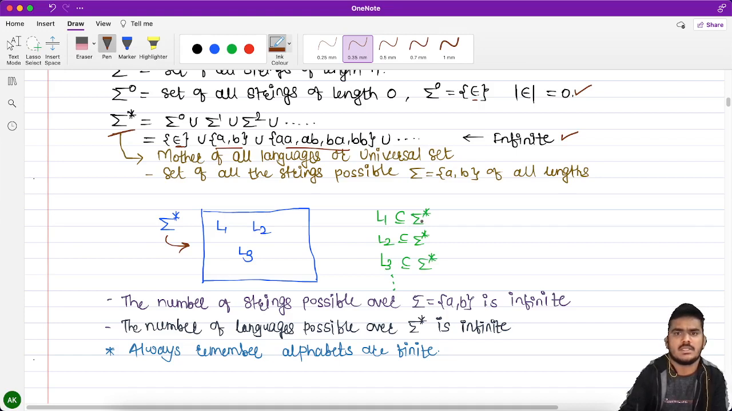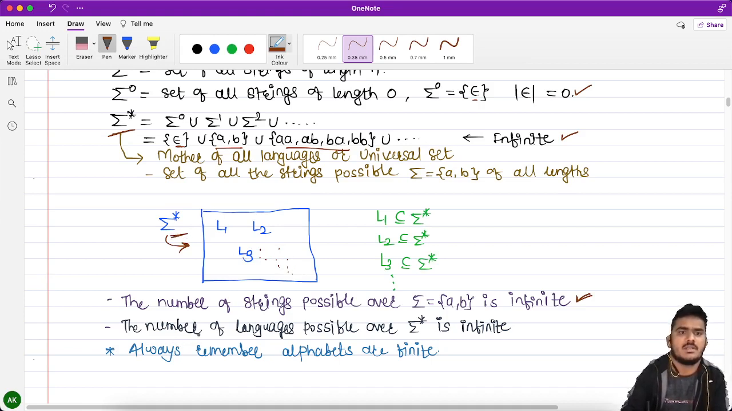L1 we can say that it is a subset of sigma star. Similarly L2 is also a part of sigma star and L3 is also a part of sigma star. So we can say that the number of strings possible over the alphabet A, B is always infinite. In the same way, we can also say that the languages possible over the sigma star are also infinite, because in this set it will have many languages which are formed over the alphabet A, B.